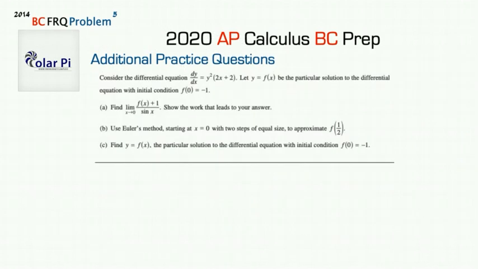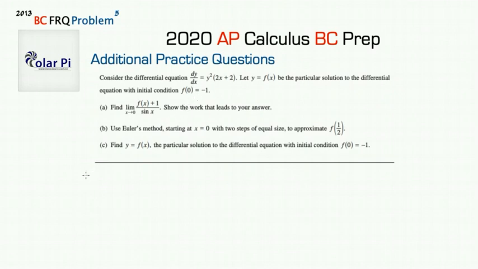Okay, so the last of the bunch is this problem, and this is from the 2013 BC FRQ also, problem 5. And this is nice and short and straightforward. Okay, cool. So first thing is we have to evaluate this limit. Notice that f prime, or dy/dx, is given here. And we also know f of 0 is equal to -1. Make sure you read the questions carefully.